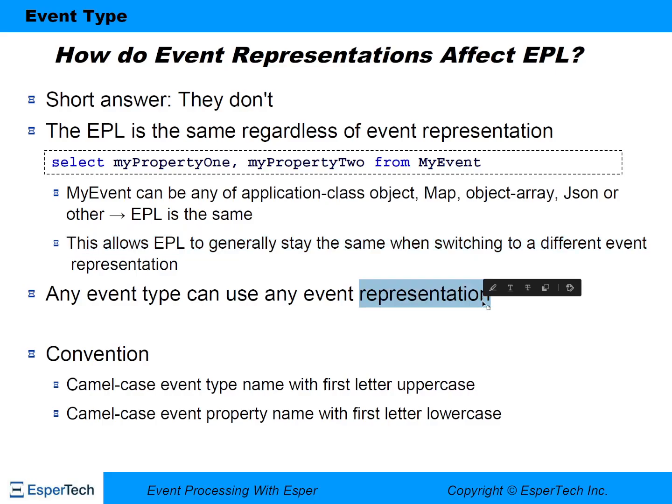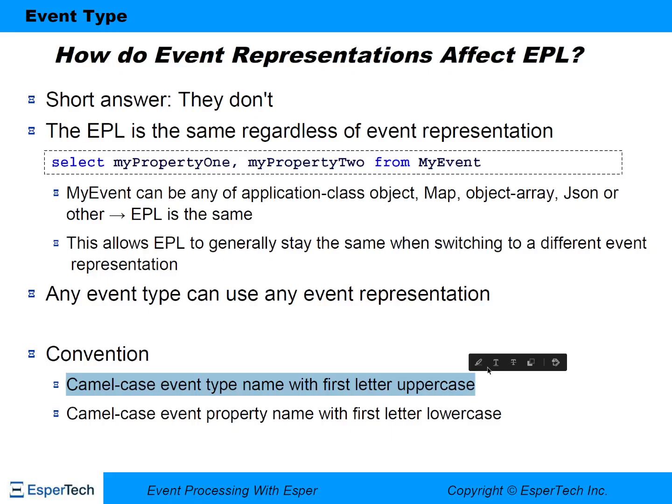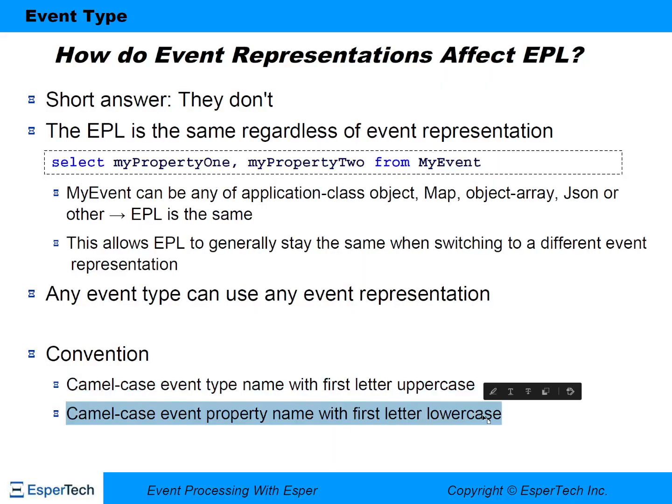Any event type can use any event representation. Thus you can mix and match, choosing the event representation that fits best. The convention for naming event types and event properties is camel case for event type names, with the first letter as uppercase. Camel case for event property names, with the first letter as lowercase.